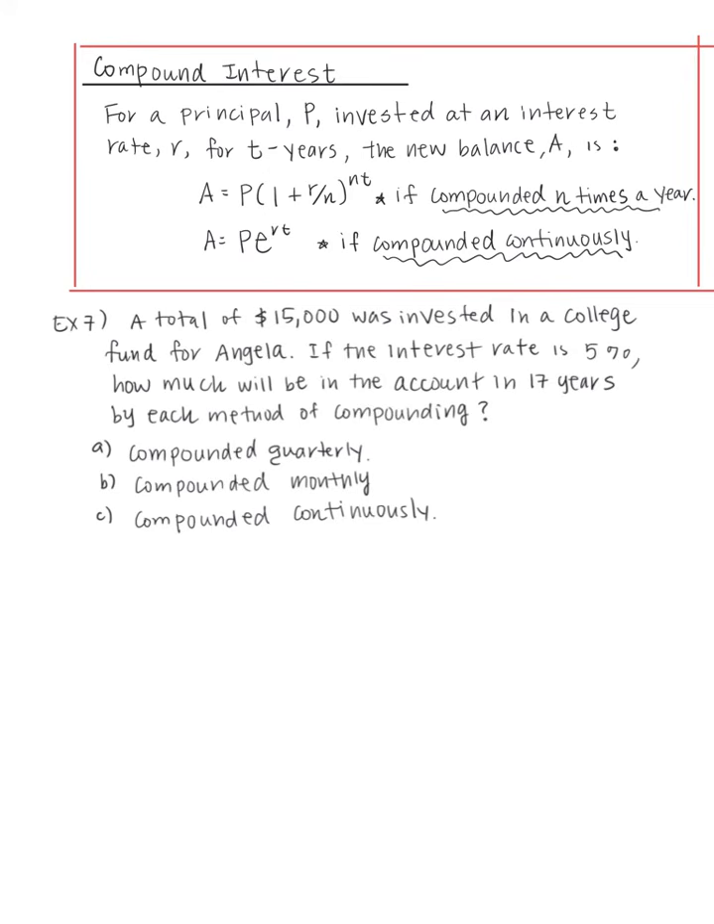Example 7, let's try something like this. A total of $15,000 was invested in a college fund for Angela. If the interest rate is 5%, how much would be in the account in 17 years by each method of compounding? So let's go with part A, compounded quarterly.